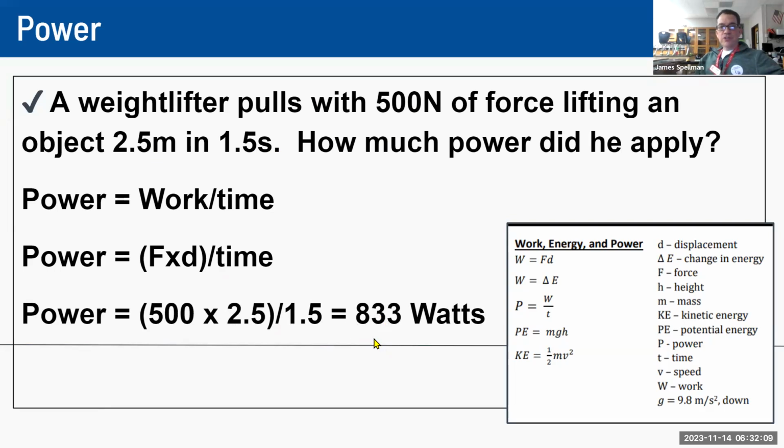So again, in summary, power is just a rate of work. How fast is work being done? It's going to be measured in watts, and we have a formula for it on your reference sheet that should be pretty easy for you to use. So we've got some examples to try to work through now, and good luck.